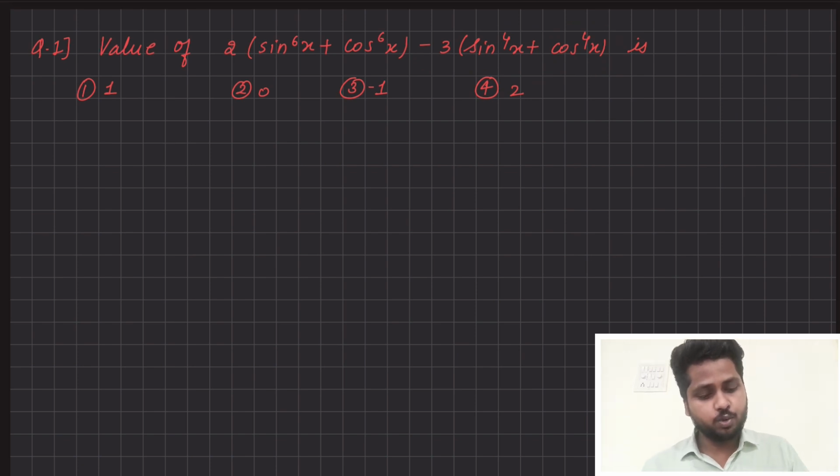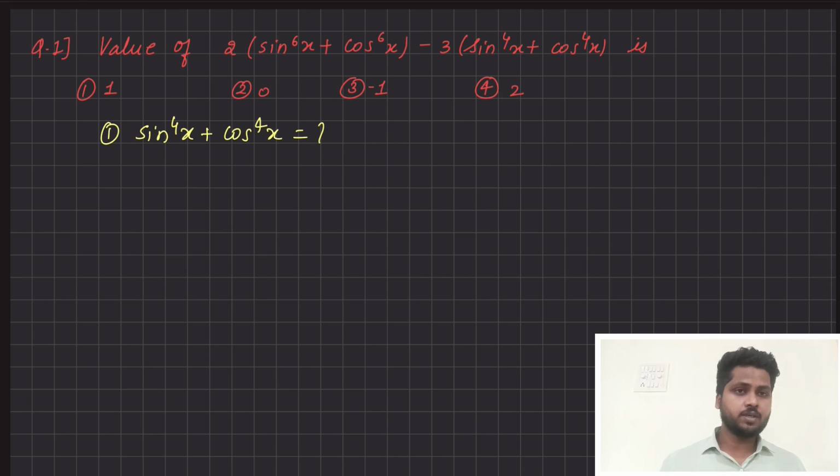So what I will do is, I will first of all calculate sin raised to 4x plus cos raised to 4x, okay. Sin raised to 4x plus cos raised to 4x is equal to question mark. First of all we will calculate this one, and then we will calculate 2 times sin raised to 6x plus cos raised to 6x, and then we will find out the value of the whole thing, okay. So let us start with the calculation. So I hope everyone is ready.